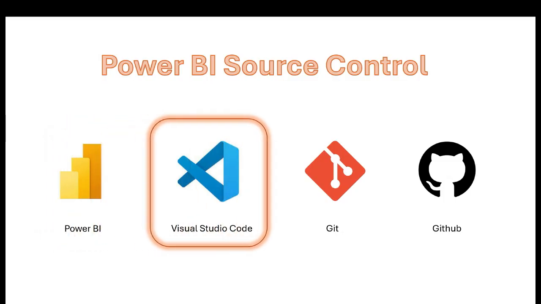Visual Studio Code, or VS Code as it's otherwise known, is an interface for allowing you to work with source control. The interface is between Git and GitHub, which are also involved in the full cycle of being able to work with source control.